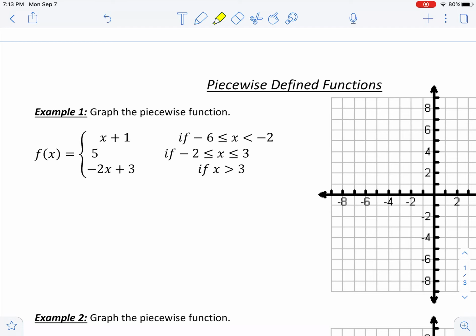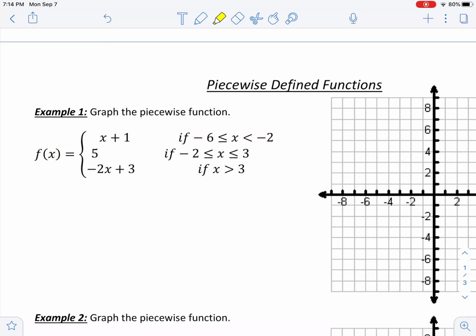Okay, so first off, what I want you to realize, this is the line y equals x plus 1. Sloped line, slope of 1, y-intercept of 1. This is the line y equals 5, which is a horizontal line. And then this is the line y equals negative 2x plus 3. A negatively sloped line with a slope of negative 2 and a y-intercept of 3. We're graphing those 3 pieces, but the first one we're only graphing from negative 2 to 2. The second one from negative 2 to 3. And the third one for all values bigger than 3.